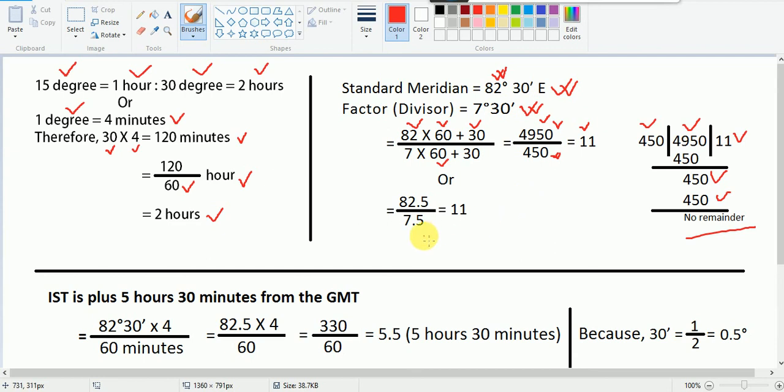Or another method is that this 30 minute we can assume as 0.5, since we have 60 minutes in 1 degree. We know that in 1 degree we have 60 minutes. That means 30 minutes is equal to 0.5. So 82 degree 30 minutes is equal to 82.5. So 82.5 divided by 7.5, that is 7 degree 30 minutes, is equal to 11. So in this way we can check it.